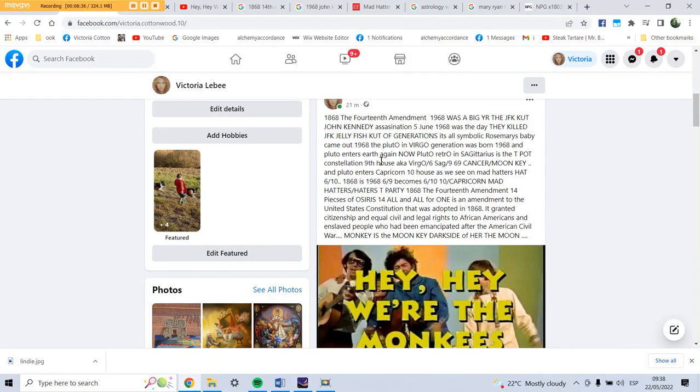So the Teapot constellation, 9th house, Virgo 6, Sagittarius 9. That makes 69, the symbol for Cancer. And the moon rules Cancer. It's the moon, it's the key, it's the dark side of the moon. And Pluto enters Capricorn, 10th house, as we see on the Mad Hatter's hat, 6/10. 1868 is 1968. It's just flipping, flopping.